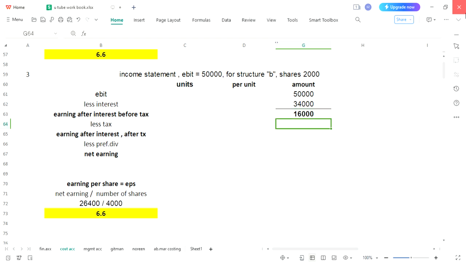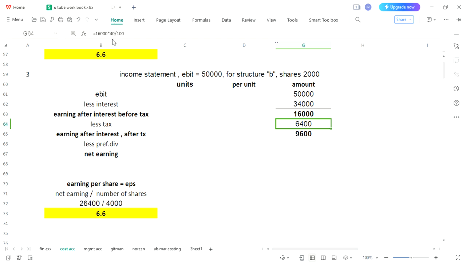Now we will calculate tax, which is 40%, for which we need the previous income. 16,000 is your previous income and you will take 40% to calculate your tax. Now here you can calculate earning after tax by subtracting tax from the previous earning. 16,000 is your previous earning and you will subtract the amount of tax, which is 6,400. So in this way your earning after interest and tax has been calculated. Let's put a line over here.